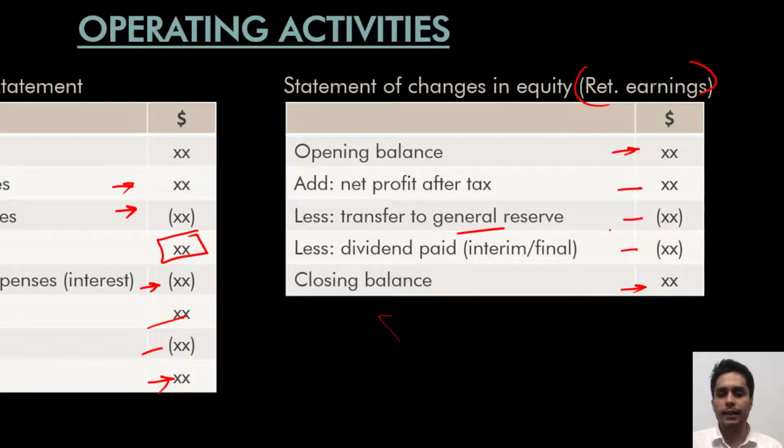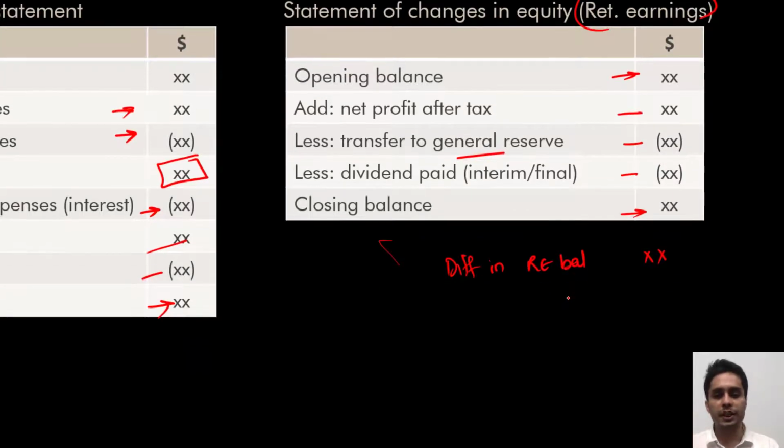So basically, you have to start with the difference in your retained earnings balance. To this, I will go in reverse from the statement of changes in equity. I will go in reverse and add back whatever was subtracted, and deduct whatever was added, to arrive at the profit from operations. So, the difference in retained earnings balance, which is the difference between the closing and opening balances.